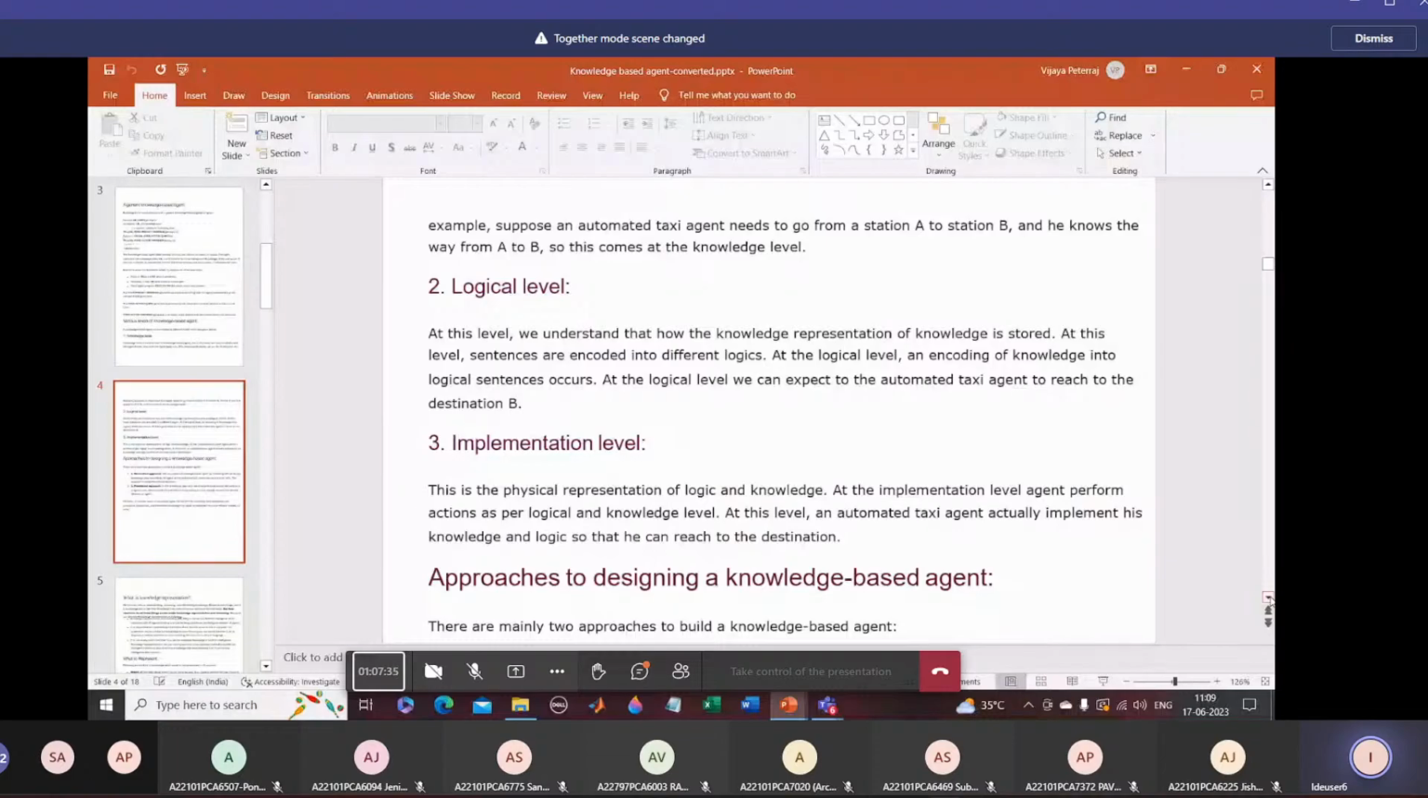Knowledge apply என்ன பண்ணுவோம் logical sentences convert பண்ணுவோம். Then the implementation level, there is a physical representation of logic and knowledge. So here the agent will perform the actions as per the logical and knowledge levels.